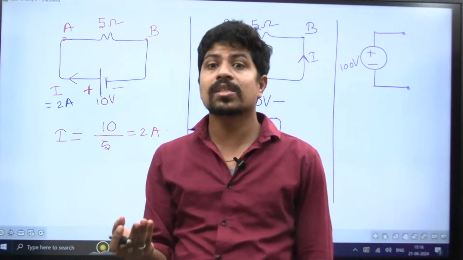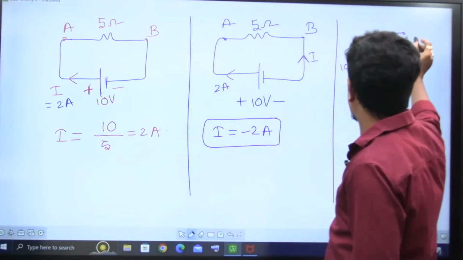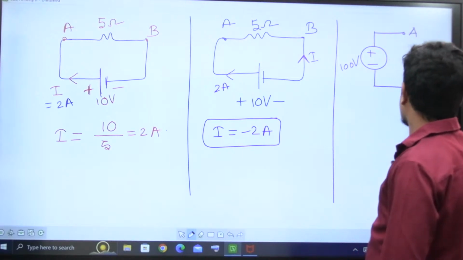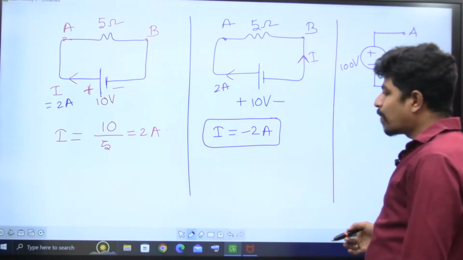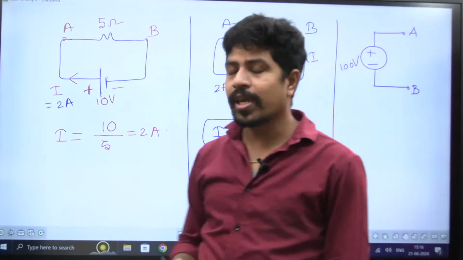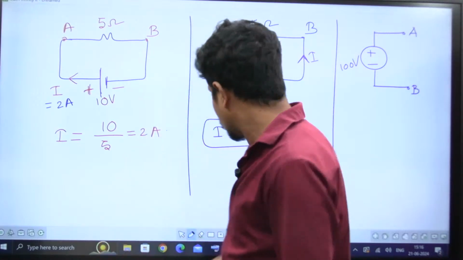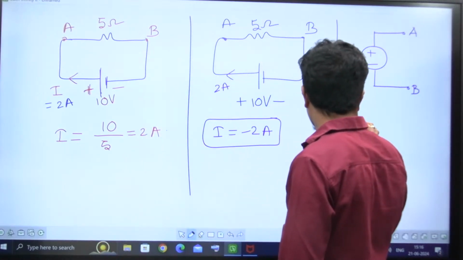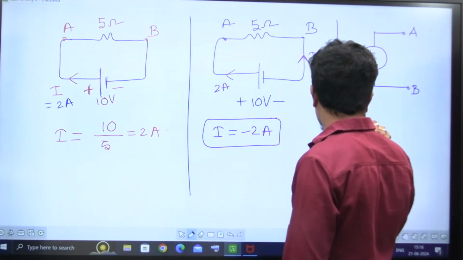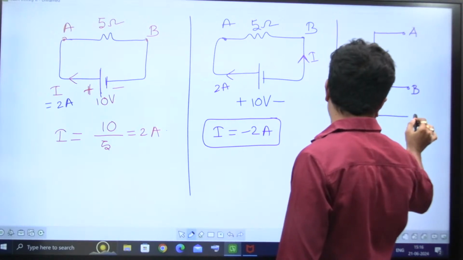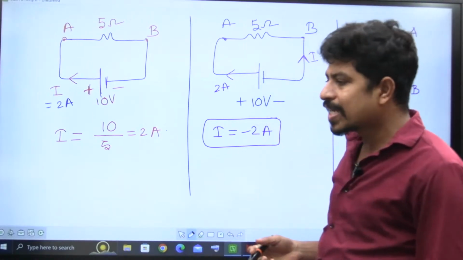Now we are going to see the special cases here. I'm taking this one as point A and this one as point B. I want VAB, the voltage across A and B. So VAB is my question. He's asking about VAB, right?